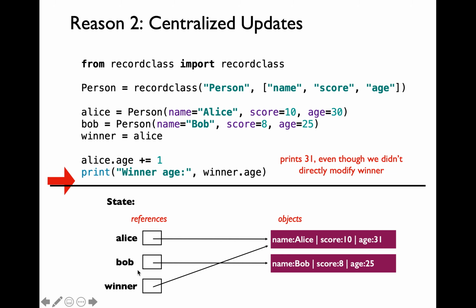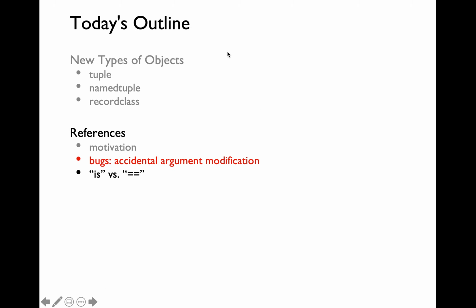Then we are calling the print function to display winner.age, even though we did not make any direct changes to the attribute value within the winner reference here. That is still going to print 31. That's because winner simply references whatever is being referenced by Alice. So if you make changes to the object referenced by Alice, you're going to see the changes within the winner reference as well. So that is exactly what is meant by centralized updates.